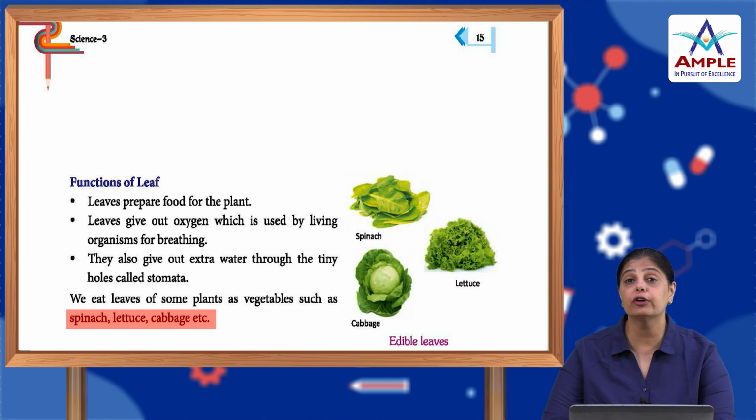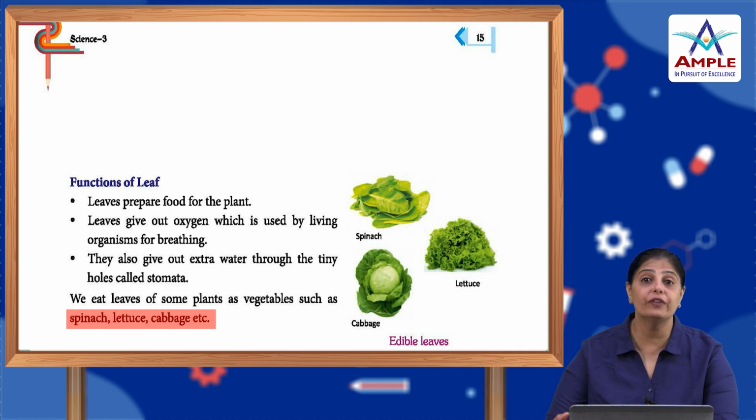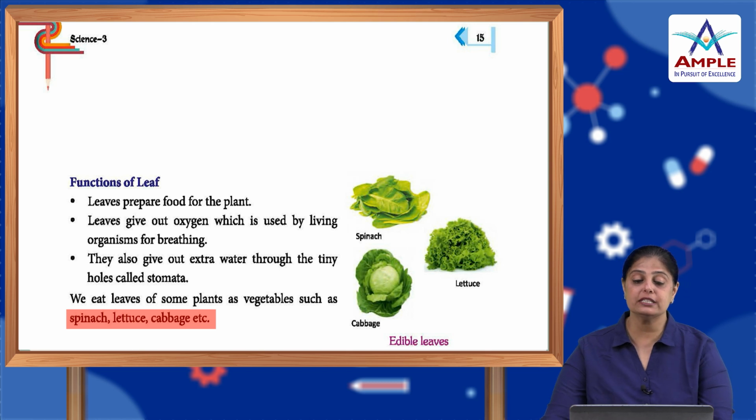So, your mother must be cooking vegetables from leaves, for example, palak paneer. So, what is it made of? It is made of palak. Palak means spinach. So, she is using spinach here to cook the gravy. Then she is using lettuce. Lettuce is generally used in salads. Then you have cabbage. Cabbage is also used in salads as well as it is used as a vegetable, isn't it? So, you must have already seen all these things in your kitchen.